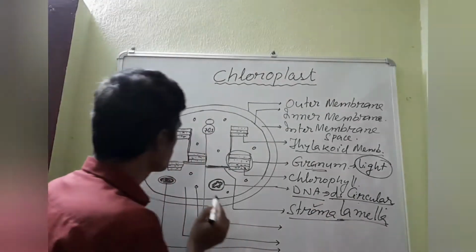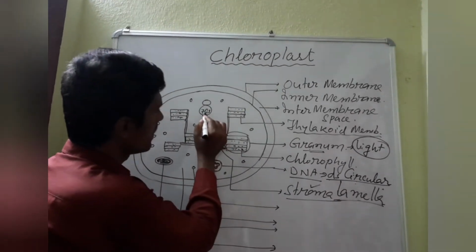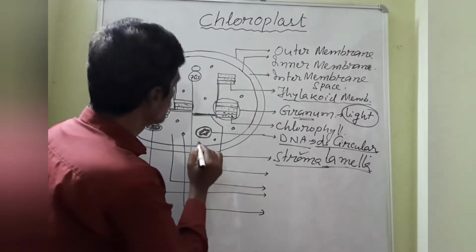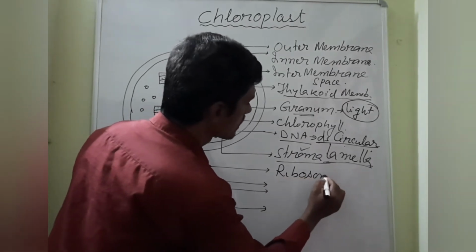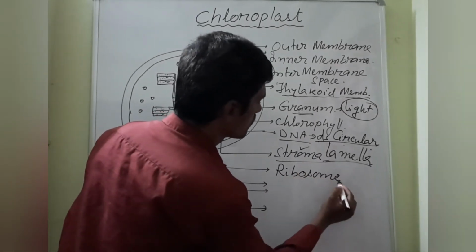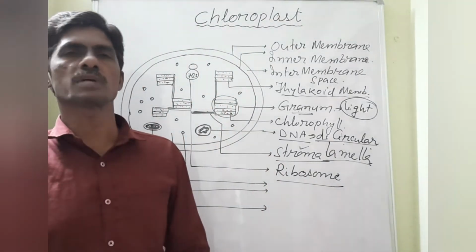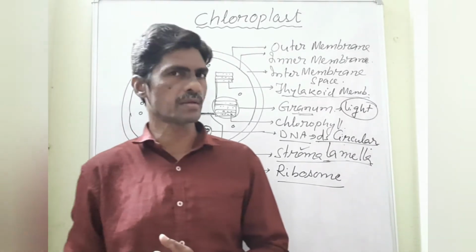Now come to the next points. Here I wrote 70S. 70S is one type of ribosome. So this is called ribosome. Which type of ribosome is found in chloroplast? Ribosomes are of two types. One is the 70S type of ribosome, another is the 80S type of ribosome.